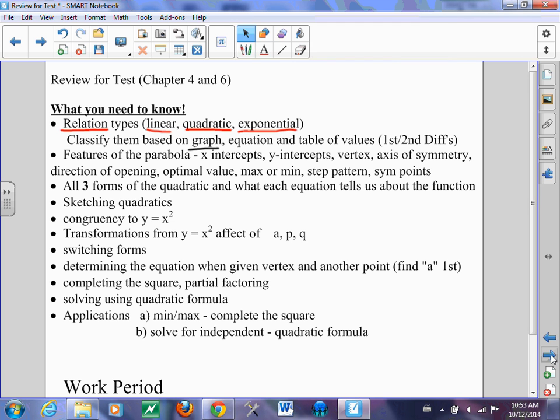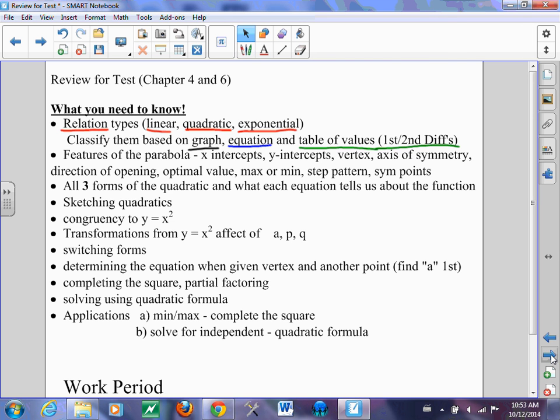Okay. You also need to make sure, based on the equation, that a linear has no visible exponents. The equation of a quadratic has an exponent of 2. And the equation of an exponential has an exponent of x. And last but not least, table of values based on the first and second differences. So for a table of values, it's linear if the first differences are the same. It's quadratic if the first differences are different, but the second difference is the same. And then exponential, ladies and gentlemen, is when both the first and second differences are not the same.